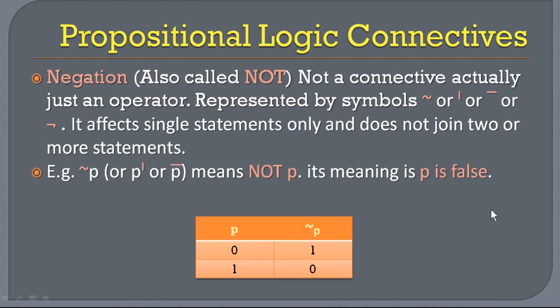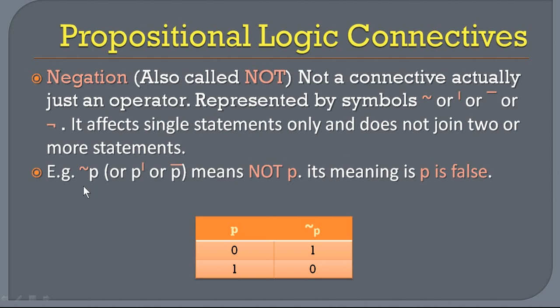Next is negation. It is also called the not operator. It is not a connective actually, because you cannot use the not operator for connecting two statements. It will be used for a single statement. In programming languages also, you can see that it comes under unary operators. So it's just an operator represented by symbols. You can see the tilde sign, an apostrophe sign, a bar, or something that looks like an L, a reverse L. These are some of the symbols used. It affects a single statement only. It does not join two or more statements. So this is what you have to remember.